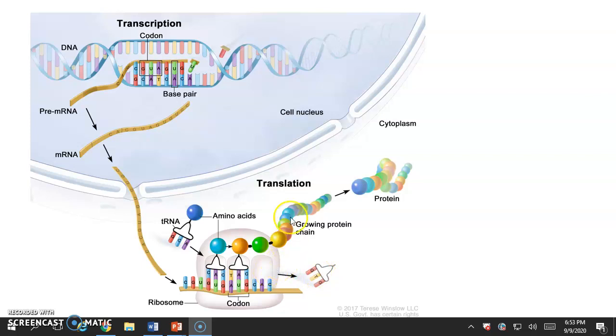So it happens in the cytoplasm. Your beginning product is the messenger RNA, and then your end product is the protein. And then the players in it are the transfer RNA molecules, along with the amino acids and the messenger RNA. They're allowing the formation of that long polypeptide or growing peptide protein chain so that we can get a protein.